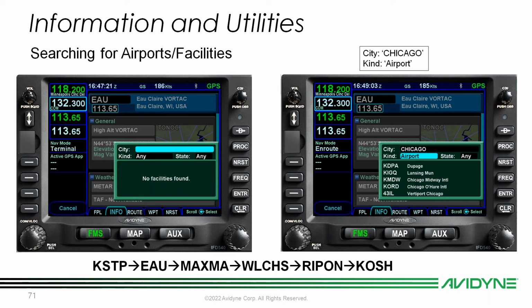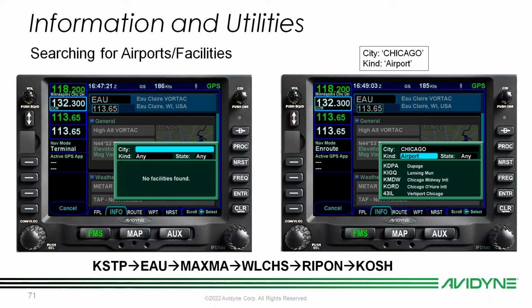What I want you to do, if you're following along with me, is go ahead and tap on that city block, bring up your on-screen keyboard, and just type in Chicago. And then we get to the kind block that's going to give us a couple of different options. We're going to go ahead and select airport. What this does is allow me, if I don't know the name of an airport, to search by city, by state, or by facility type to bring up that information in my info tab. So if I don't know the identifier for Chicago O'Hare, but I know I want to go there, I can search for it.